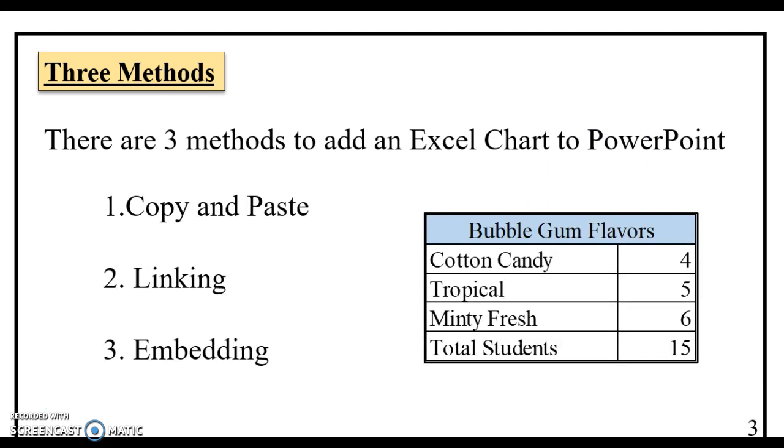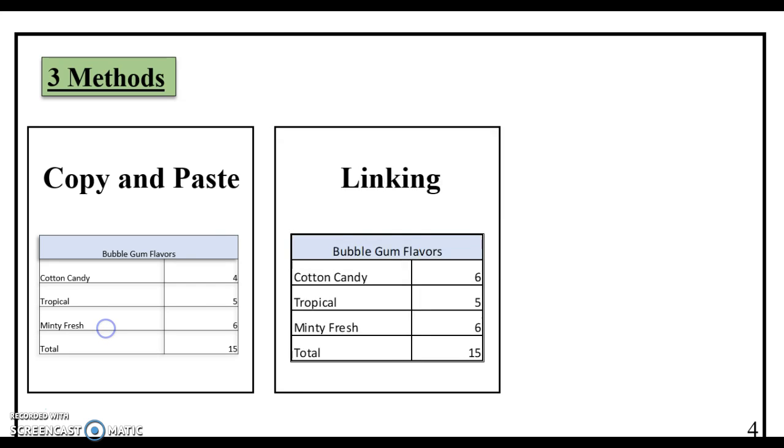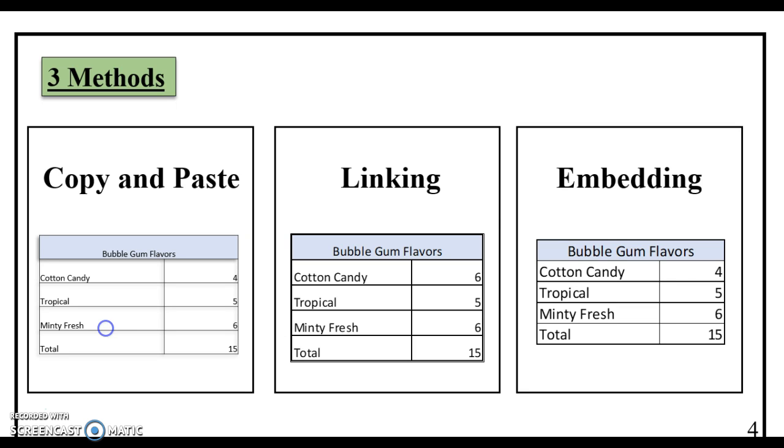There are three methods to adding Excel charts into PowerPoint. One is copy and paste, two is linking, and three is embedding. Each brings different features to PowerPoint when inputting Excel charts. So this is an example of copy and pasting, this is an example of linking, and then an example of embedding. We're going to go more in depth in how to do this right now.